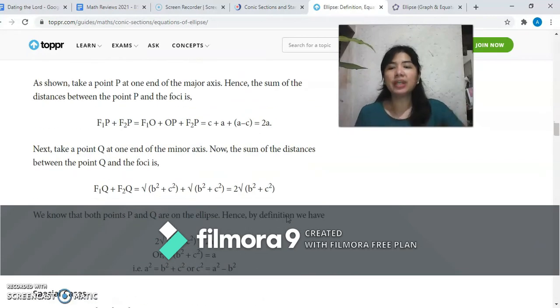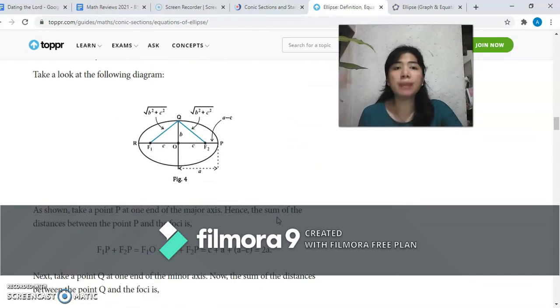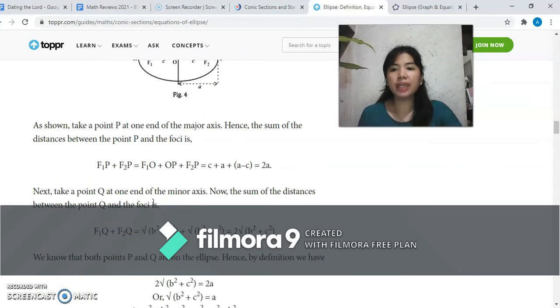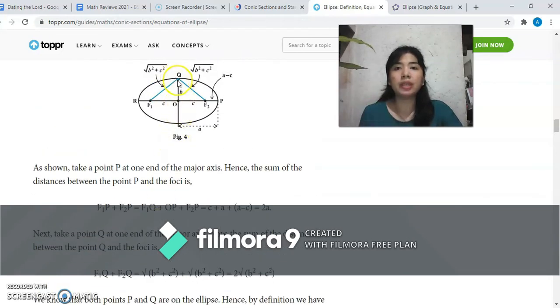Okay, and moving on, we will now be showing the relationship of the C length, the length from the center to one of the foci. The relationship is C squared equals A squared minus B squared, right? So let's show that. So we have here a point in the ellipse, Q. So F1Q and then F2Q, and if we add these two, then that's actually equal to 2A.